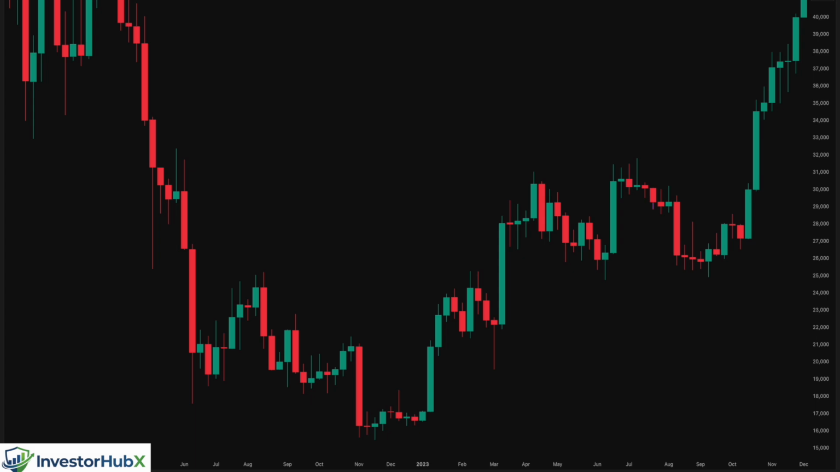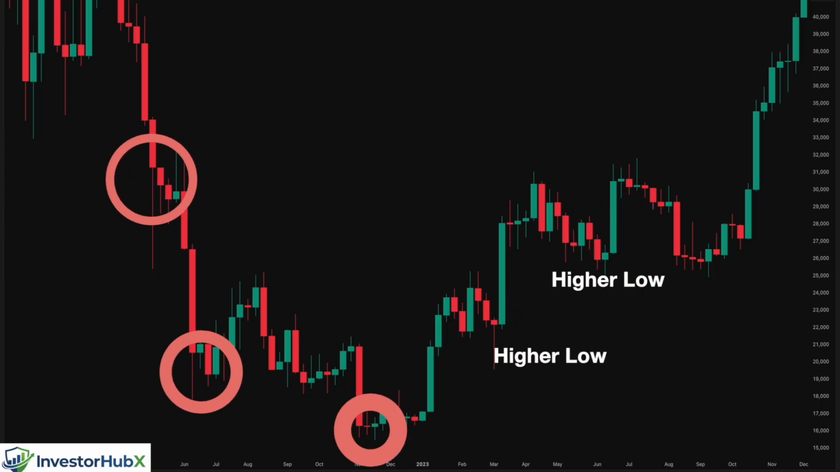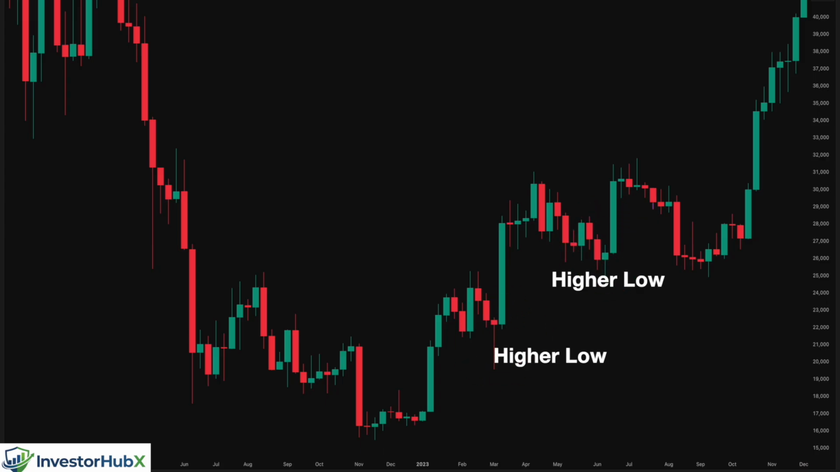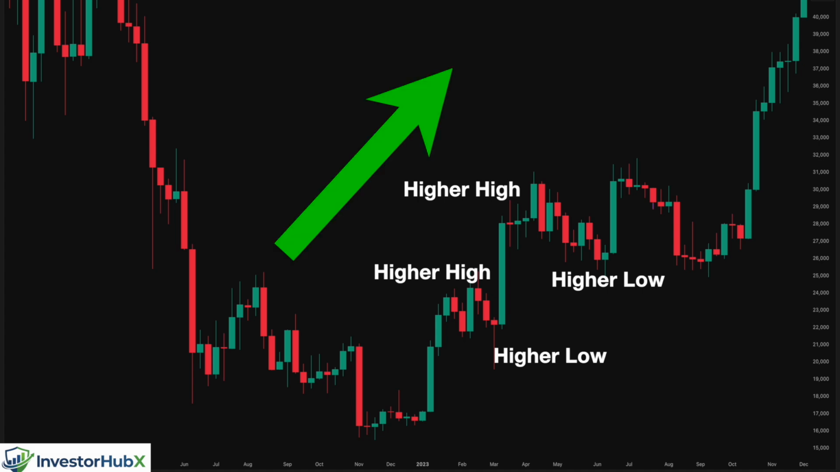After the market makes a higher high, the next key sign to watch for is a higher low. In a bear market, pullbacks continue to break to new lows. A higher low tells us that sellers are losing control and buyers are stepping in earlier than before. This shows that demand is now strong enough to defend price at a higher level. When a higher high is followed by a higher low, the market is no longer in a clear downtrend. This combination marks a meaningful shift in market structure and increases the probability of a transition into a bull market.